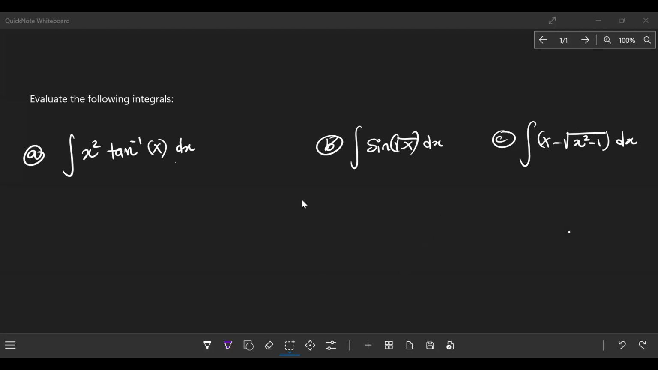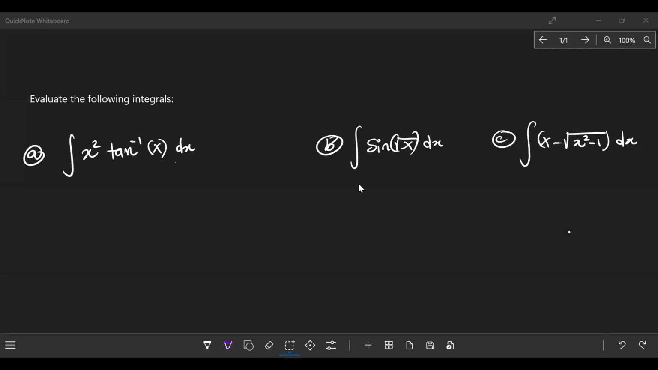So what's the integral of sine root x? What method are we going to use? First of all, I'm going to apply U substitution. Why am I going to do so? I'm trying to convert from the x variable to a new variable.